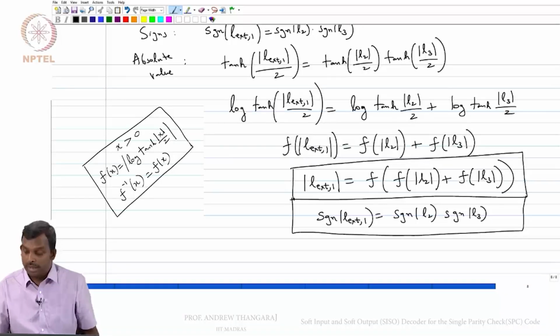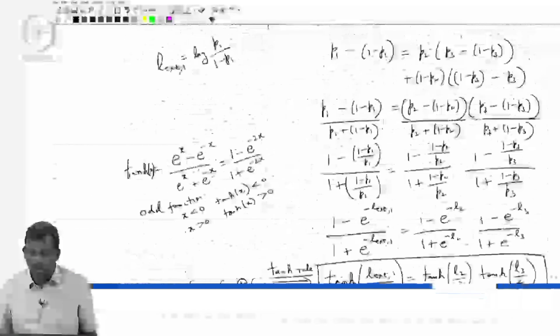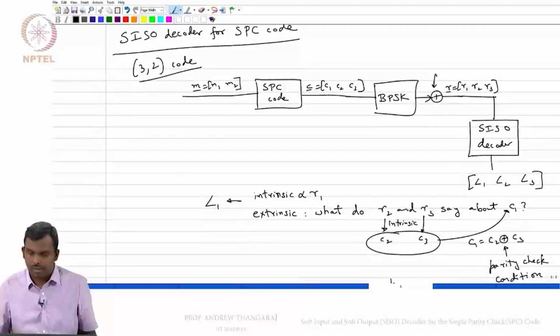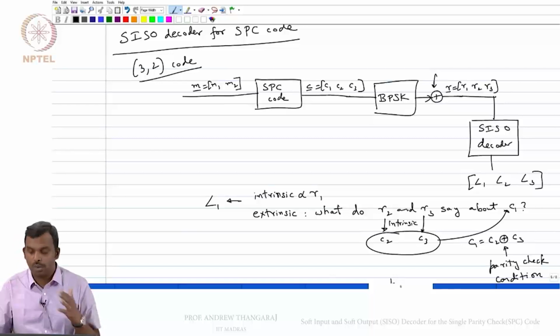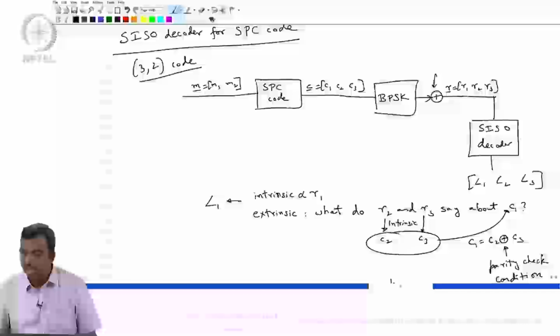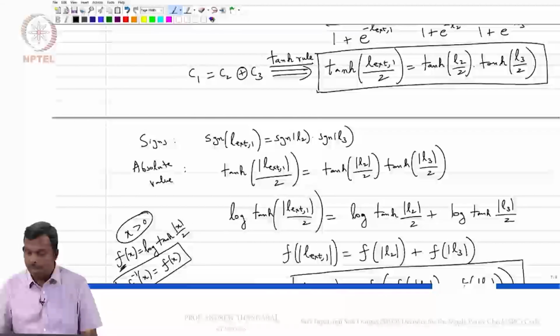So, this was the derivation for the soft input soft output decoder for single parity check code. Now, let me summarize. This is a bit of a long derivation, and the derivation is slightly important to know where these things come from, but finally the implementation is equally important. Let me tell you how all of these finally get implemented.